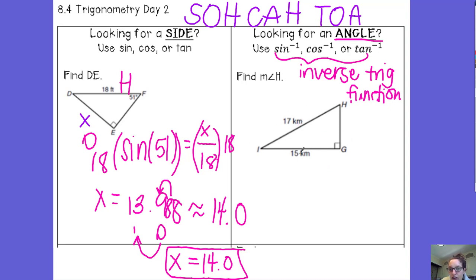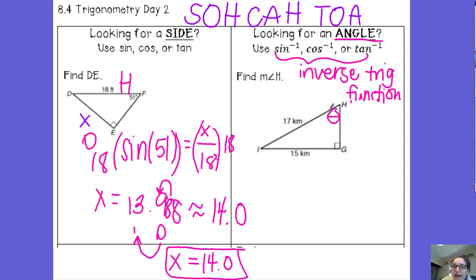Look at the triangle. Look at what I know. I want to find the measure of angle H. So angle H is my theta. That's the angle that I'm trying to find. So I'm going to determine if sides are opposite, adjacent, or hypotenuse based off of the location of theta, based off of where angle H is.